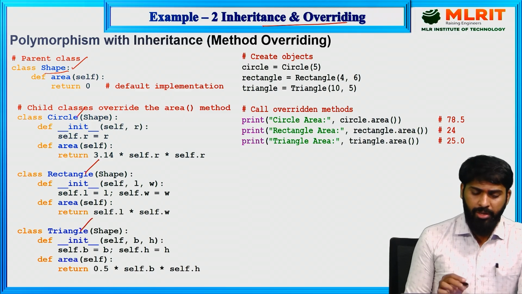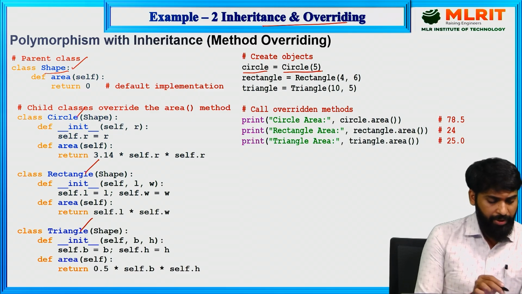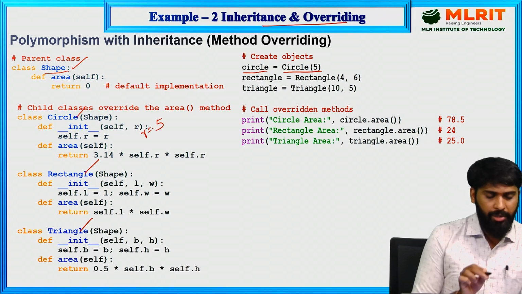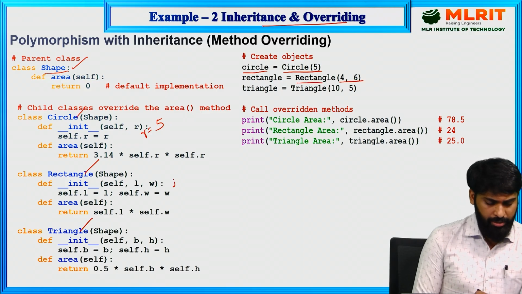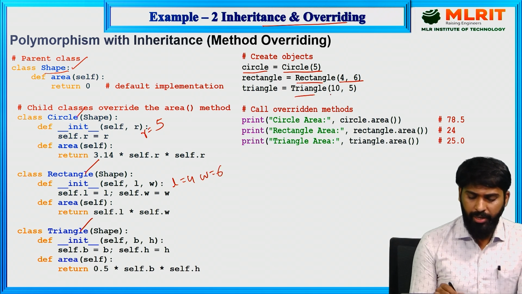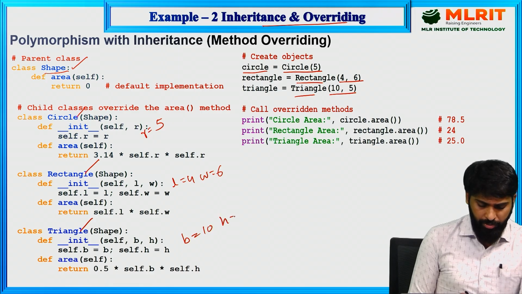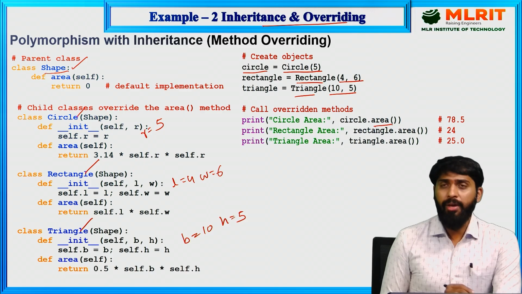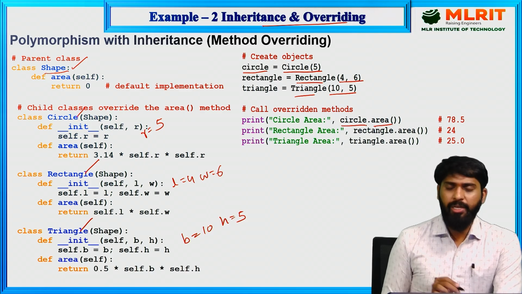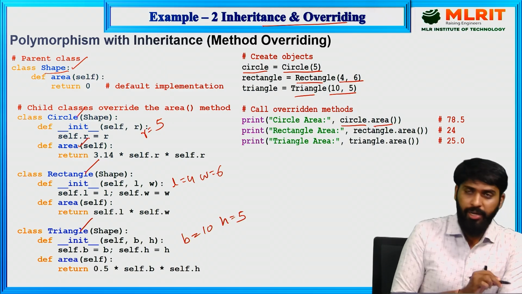Okay. So now here we create an object of the class circle. So 5 is assigned to R in circle. Second object, rectangle 4 comma 6, so L equals 4, W equals 6. Next, triangle 10 comma 5, so B equals 10, H equals 5. Now we are calling the function area with the object circle, circle dot area. Now this function will be invoked.